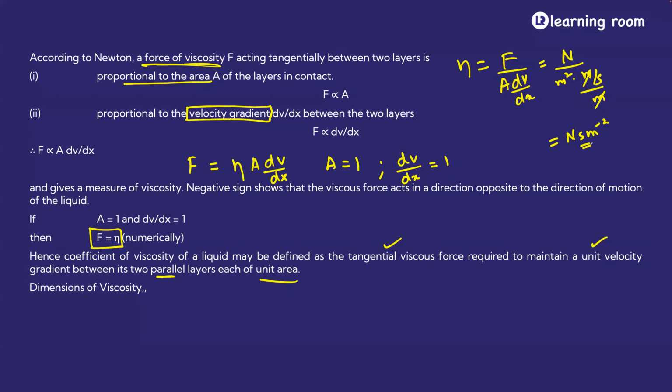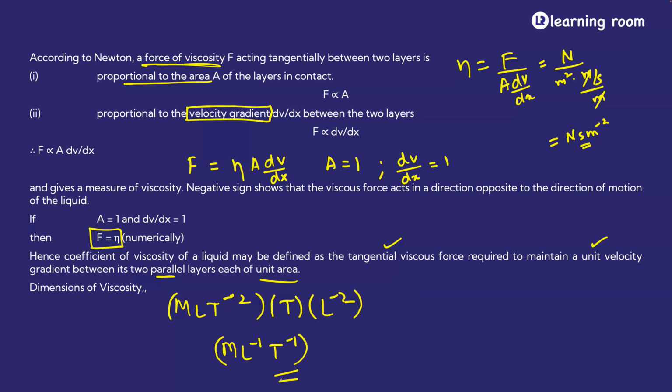Similarly, derive the dimensional formula and tell me. What is the dimensional formula of Newton? It is M L T power minus 2, into T into L power minus 2. So how much are we going to get? You will get M L minus 1 T minus 1. I hope this is clear to you. Are you all clear with this?